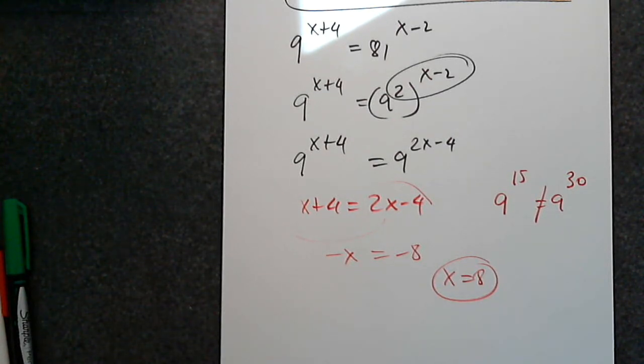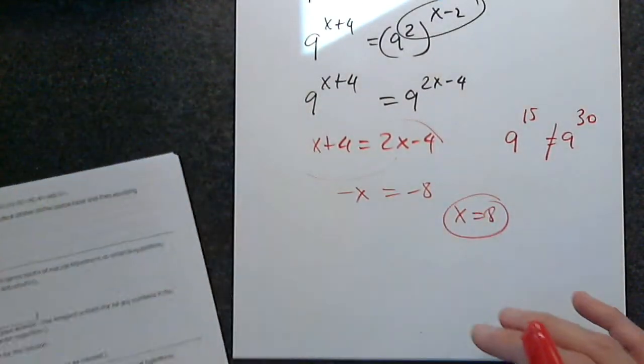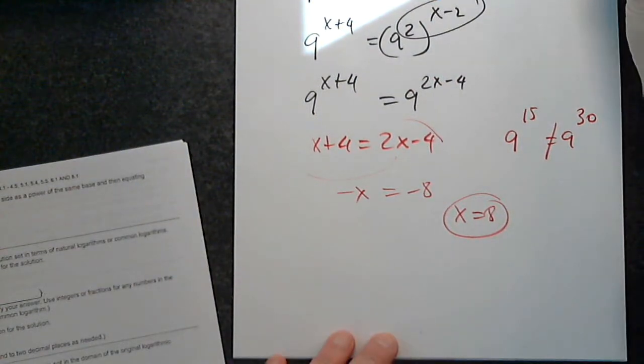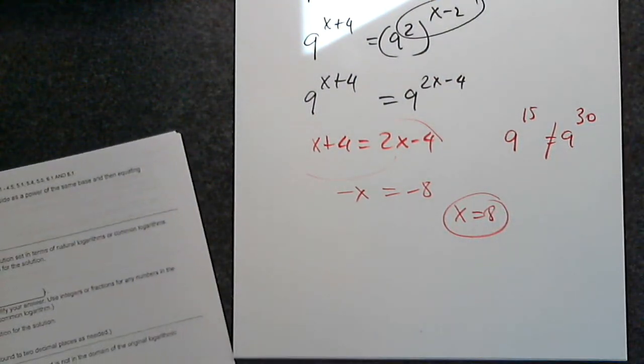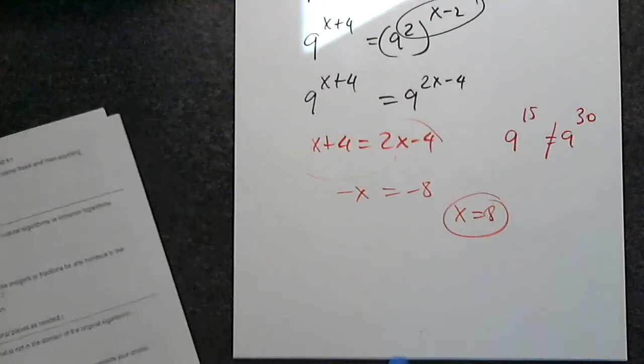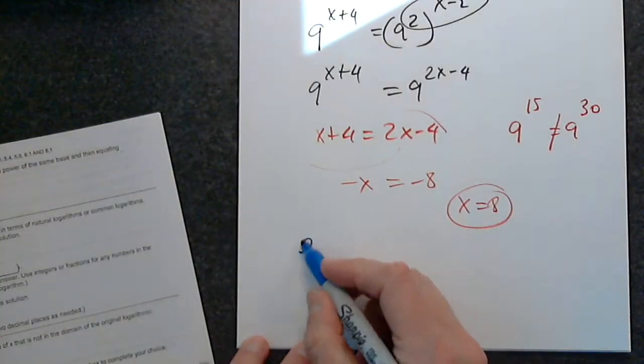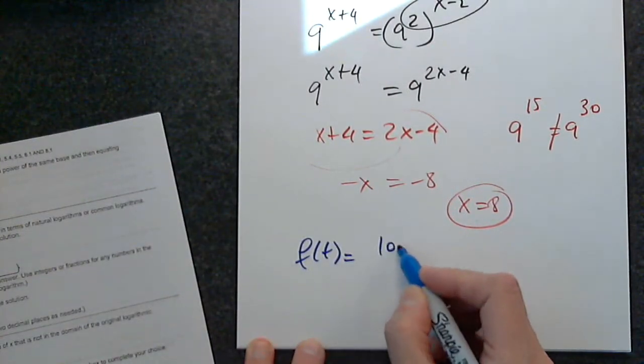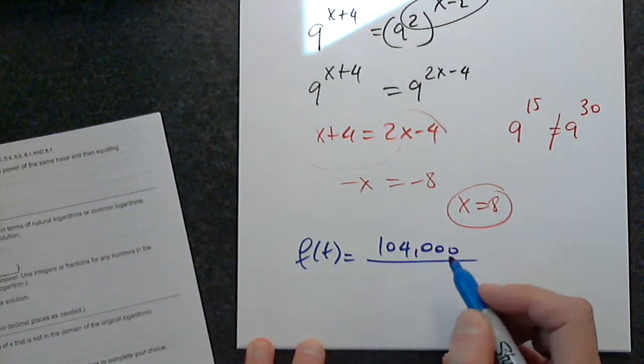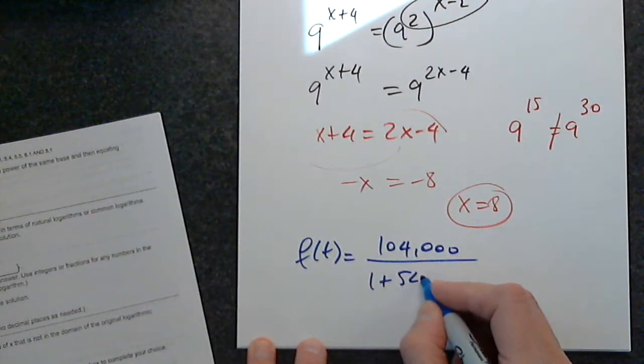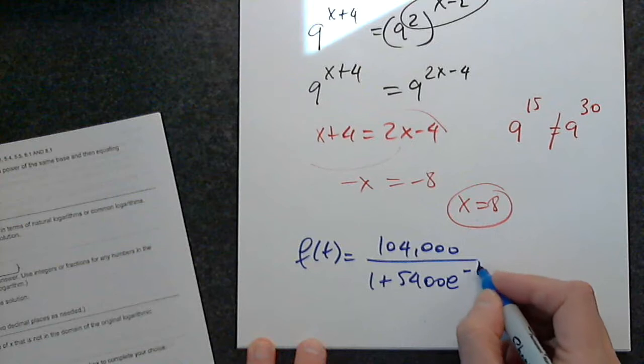Would you like to look at problem 14 with the logistic growth function? Do we want to look at that? Okay, very good. So let's work on that one. So here's the function. It's a logistic growth model. I'm going to copy the function f of t, 104,000 over 1 plus 5,400 e to negative t.